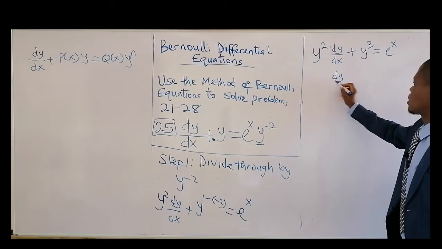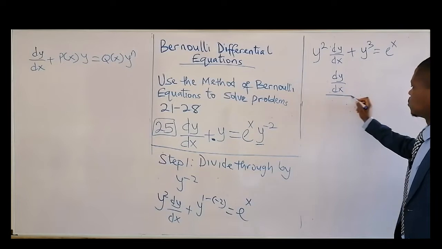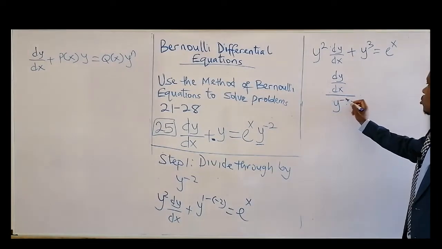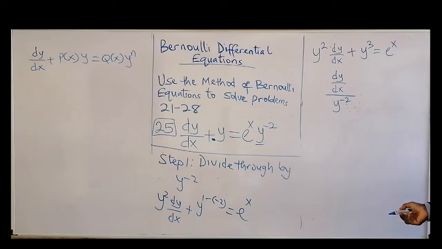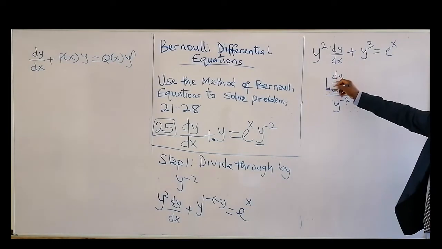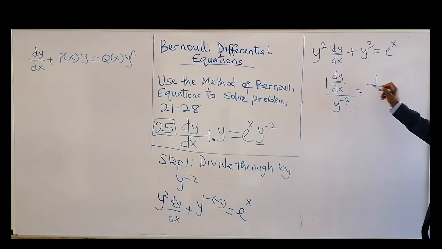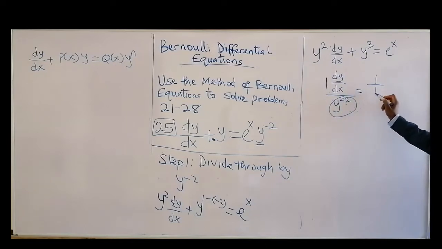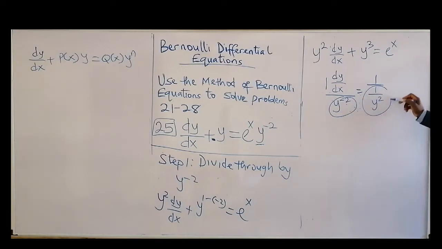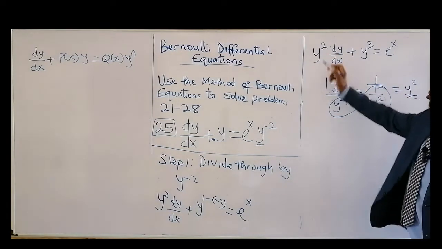If you divide dy/dx by y to the power minus 2, okay? So there is a 1 here. So it means 1 over this one is 1 over y to the minus 2. And when you reciprocate a fraction, it will give you that particular function there. So that would be y squared. So that's that. Just take note of that. So that's how I got my y to power 2.